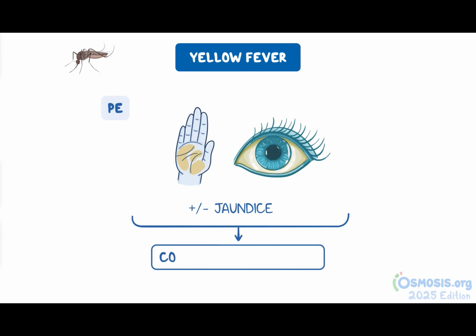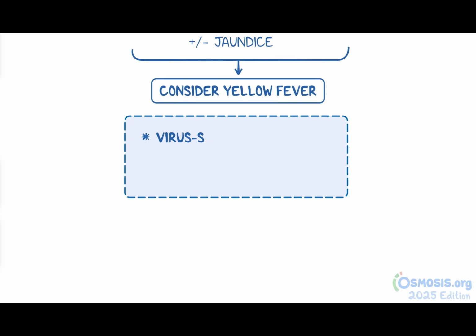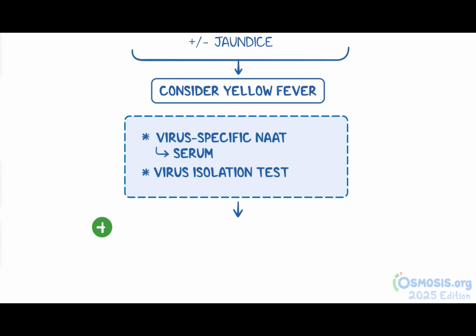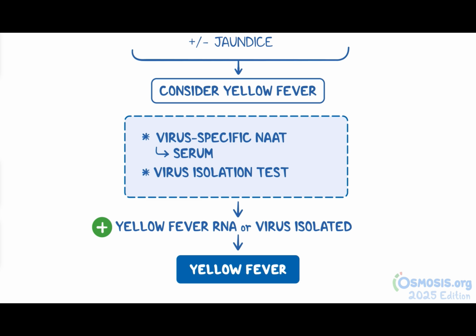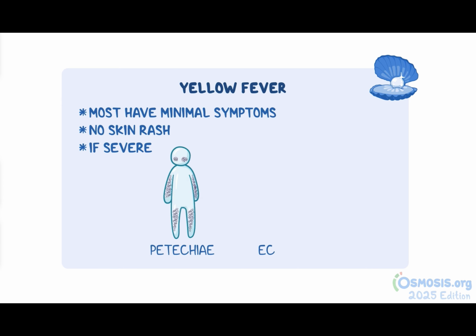With these findings, consider yellow fever and order virus-specific NAAT of the serum or virus isolation testing. If the results show a positive NAAT for yellow fever RNA or the virus is isolated, diagnose yellow fever. Here's a clinical pearl. Most individuals with yellow fever have minimal symptoms and no skin rash. However, if severe enough, yellow fever can present with petechiae or ecchymoses.